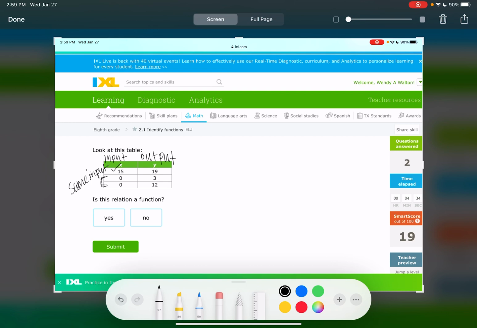But if they have the same input, that means they need to have the same output. But here we have two different ones. To be a function, they need to be the same output. But here we have two different outputs, and that is where we went wrong. So this is not a function.